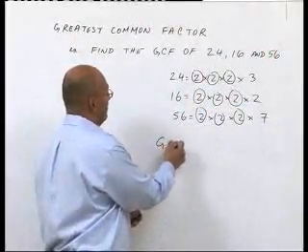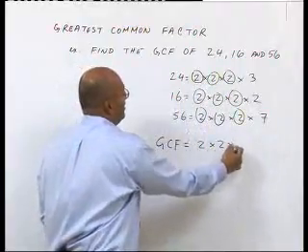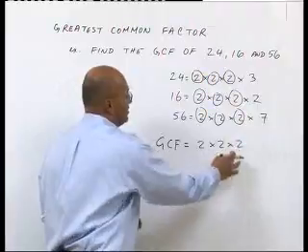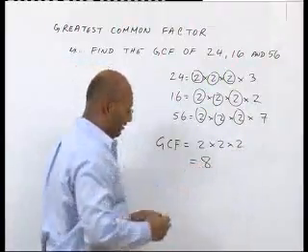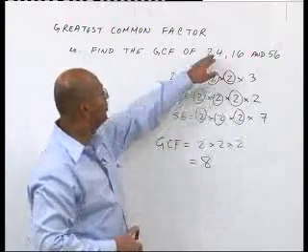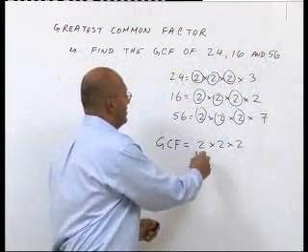So the greatest common factor, or GCF, is whatever is in common. It's 2 times 2 times 2, these 3 2s. So the greatest common factor of 24, 16, and 56 is the number 8.